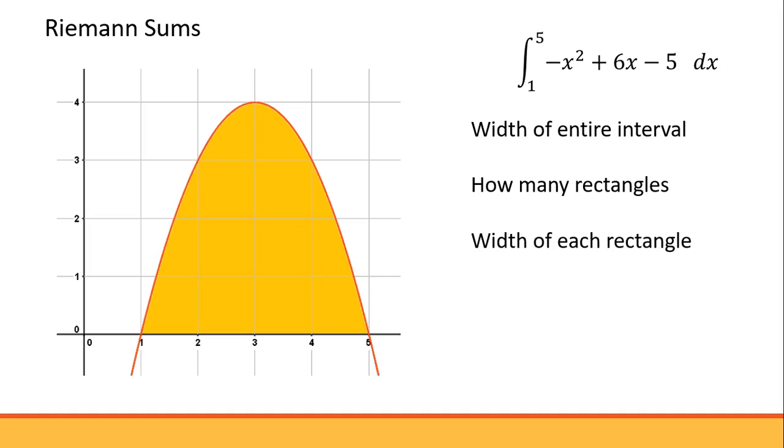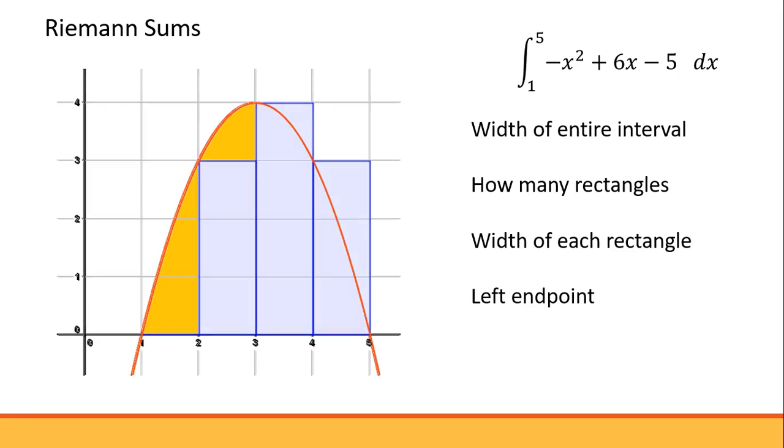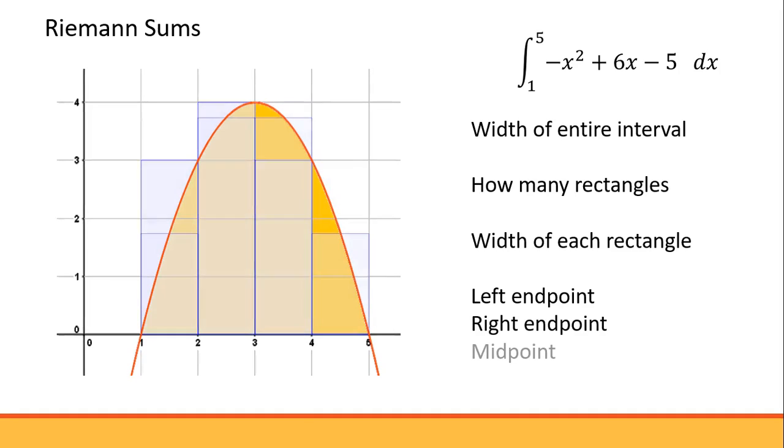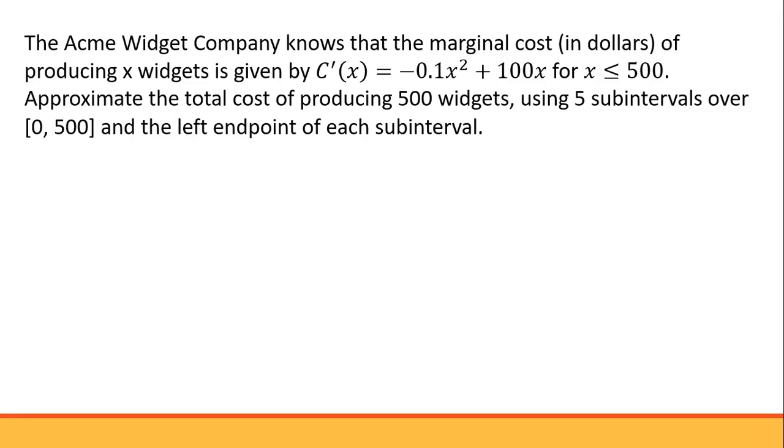We have to find the width of each of the rectangles, and the width of the rectangles we'll find by taking the width of the entire interval and dividing it by the number of rectangles. And then we're going to have to decide whether we want to use a left endpoint, a right endpoint, or a midpoint to determine the height of each of our rectangles. Now let's try that process on this problem.